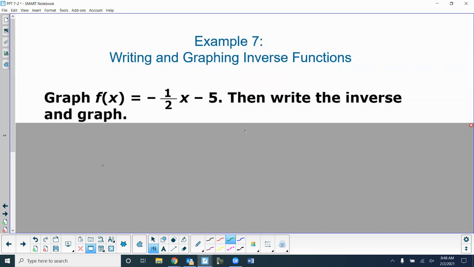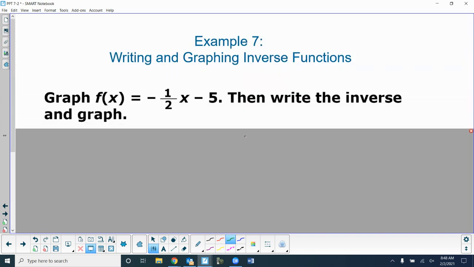All right, so here's, if I graph that, you guys know how to graph it, right? What's the slope? Negative 1/2. What's the y-intercept? Negative 5, right? We could go down to negative 5, go down 1, right 2, right? It says graph it, then write the inverse. I'm not so worried about the graph part. I just want you to be able to find the inverse part, okay?